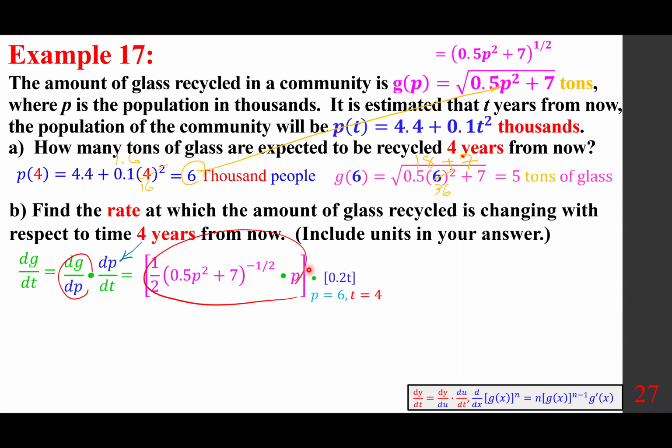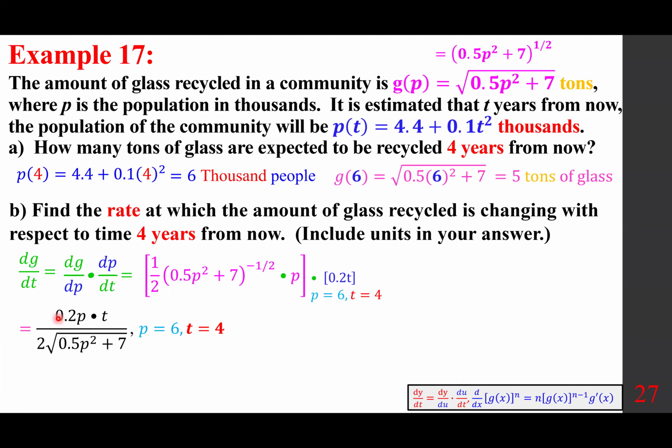First, let's simplify this. So you have a fraction bar. In the denominator, you have 2. This one goes to the denominator, becomes positive 1/2 and becomes a square root. At top, you have 1, you have p, you have 0.2t. So at top, you write 0.2 pt. The bottom is 2 times this one, which is looking like that now. Where p is 6, t is 4. So we're going to plug in.